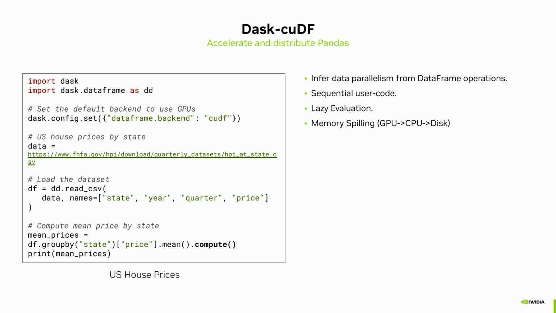In this case, they have some US house prices on a remote server, and I can do a read CSV, and that will run lazily. So again, nothing happens at this point. Dask is just gathering the operations, and we can do a group by state, some price, and calculate the mean. And then we get to compute. It's at compute that you say, oh, now I need these values in this Python interpreter where I'm running.